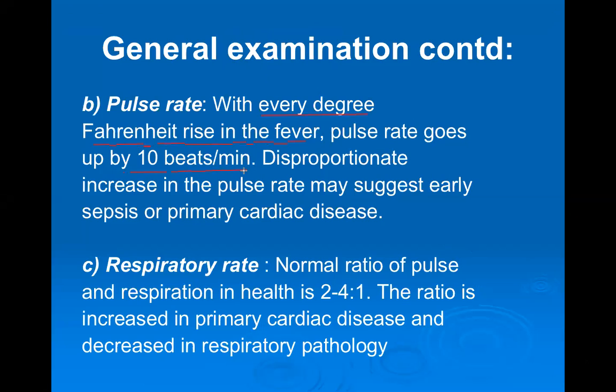Now let me explain why this is so important a point. A child was brought to the hospital with a fever of 38 degrees centigrade or just 100.4 degrees Fahrenheit. But that child has a pulse rate of 120 per minute. The child was already 10 years old. It doesn't match. A fever of just 100.4 degrees Fahrenheit cannot produce a pulse rate of 120 per minute. So something else must be there. So this type of information we get by knowing this point.